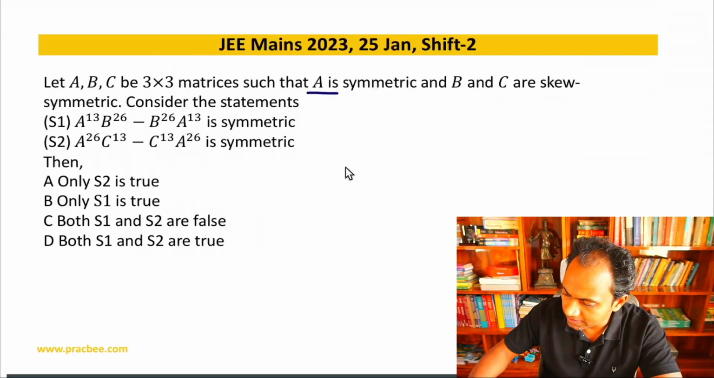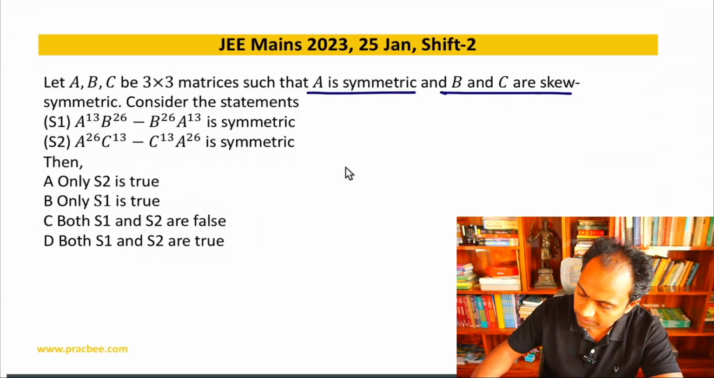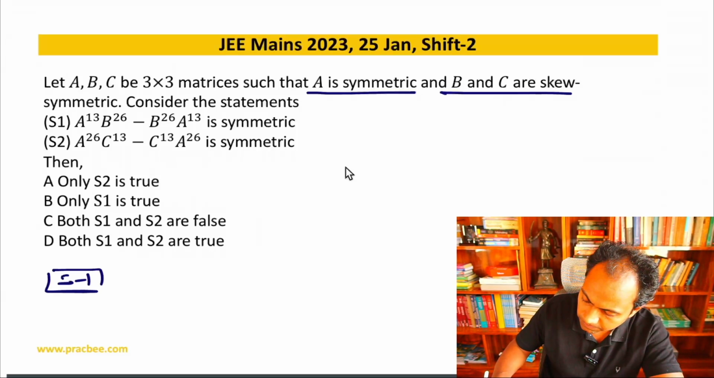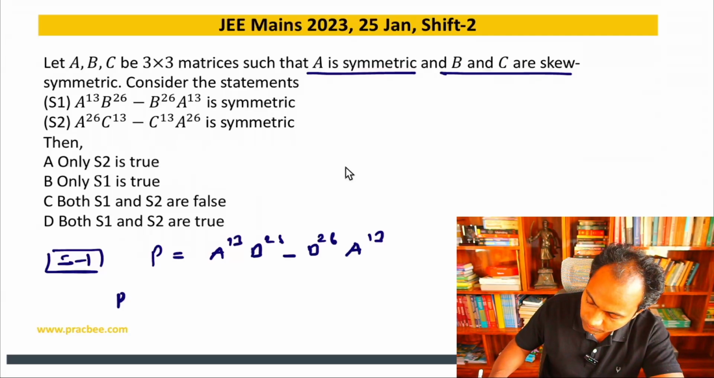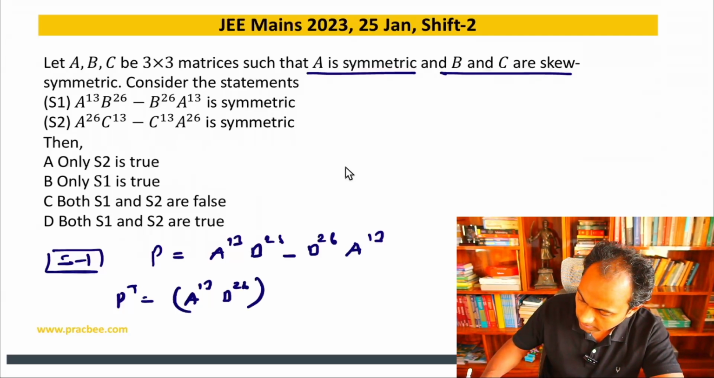Before doing that, they have given us two things, that A is symmetric and B and C are skew symmetric. So let us look into statement 1. Let us consider this matrix P. It is given as A raised to the power 30, B raised to the power 26, minus B raised to the power 26, A raised to the power 30. If I take transpose of this matrix, since there is a negative sign in between, the transpose will get distributed. This is how it is going to look.